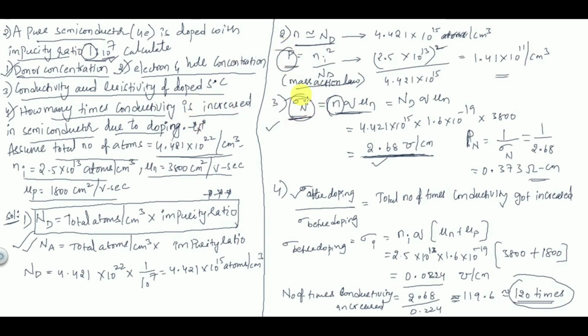Okay, and then conductivity in an extrinsic semiconductor is due to majority carriers only, because majority carriers are more in number. Keep this in mind for this problem. And the total number of times the conductivity got increased is given by the conductivity after doping divided by the conductivity before doping. So it is now increased by 120 times.